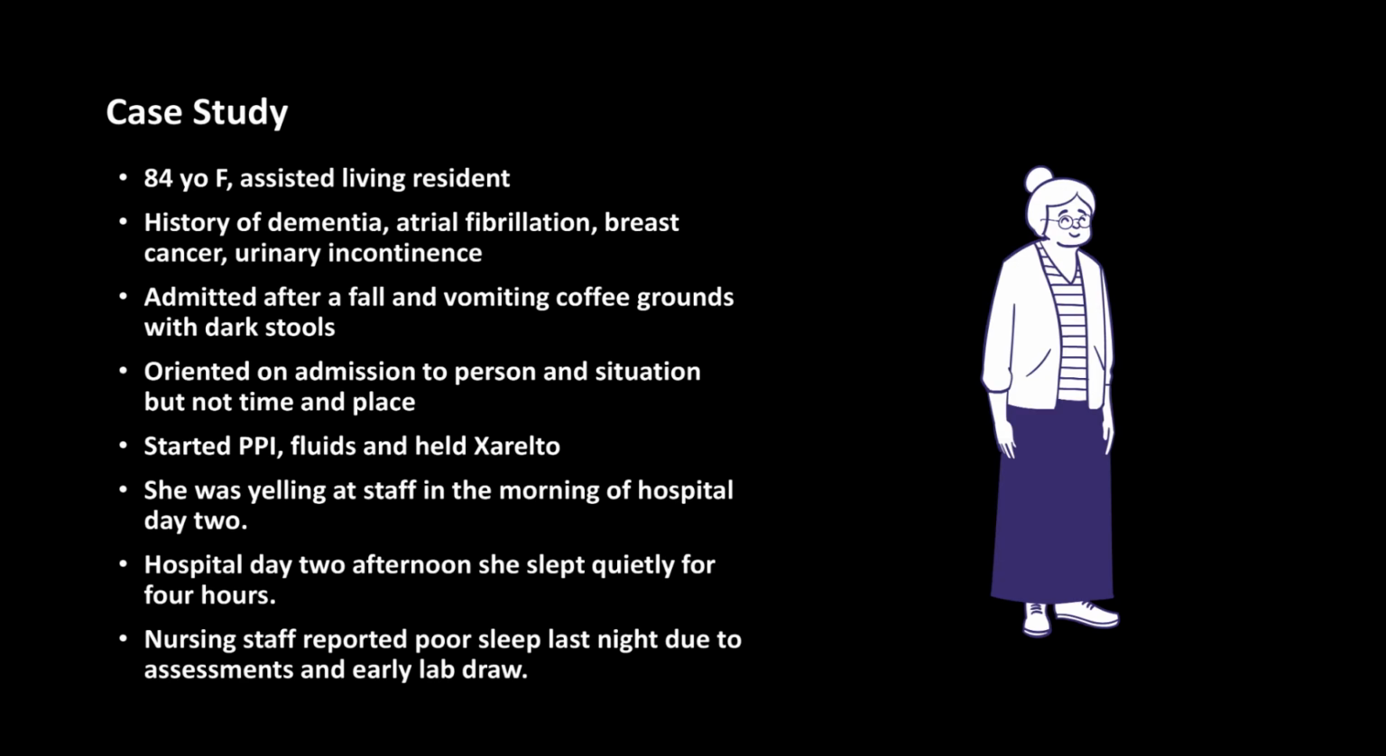Our presentation is going to begin with a case study. Our patient is an 84-year-old female who lives at an assisted living facility. She has a history of dementia, atrial fibrillation, breast cancer, and urinary incontinence. She has been admitted to the hospital after a fall and has been vomiting coffee grounds emesis with dark stools. She's oriented on admission to person and situation, but not time and place. At the hospital, she was started on IV fluids and the Xarelto was held.